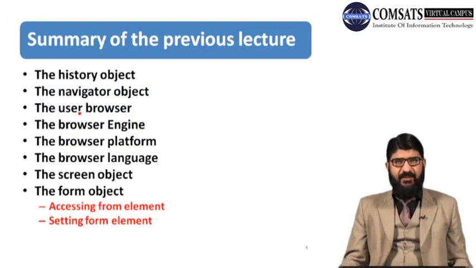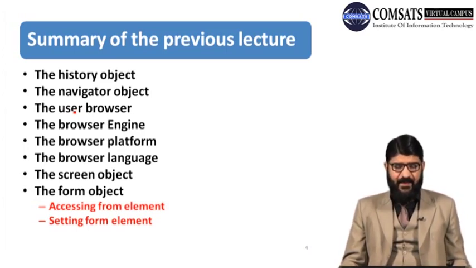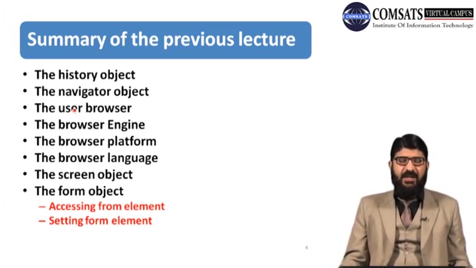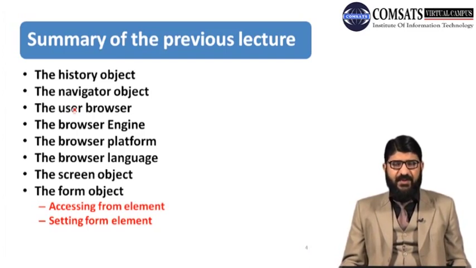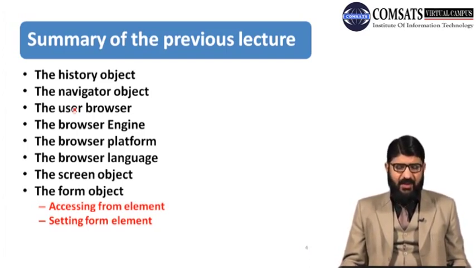let's overview the content of the previous lecture. This is the summary of the previous lecture. In the previous lecture, we discussed the history object. The history object maintains the history of the web browser URLs, and using the length attribute with the history object, the length of the user's browser URLs can also be calculated.